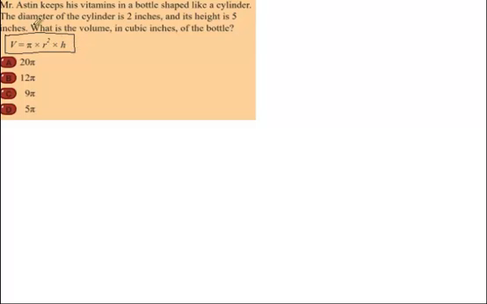All right, I'm going to reread the question, looking for the key information. So I got a diameter of the cylinder is 2 inches. The height is 5 inches. We want to know what is the volume of the bottle. Now look, I know what y'all are thinking. You're thinking volume, you're thinking length times width times height. But that is for a rectangular prism. That is for something that looks like this.